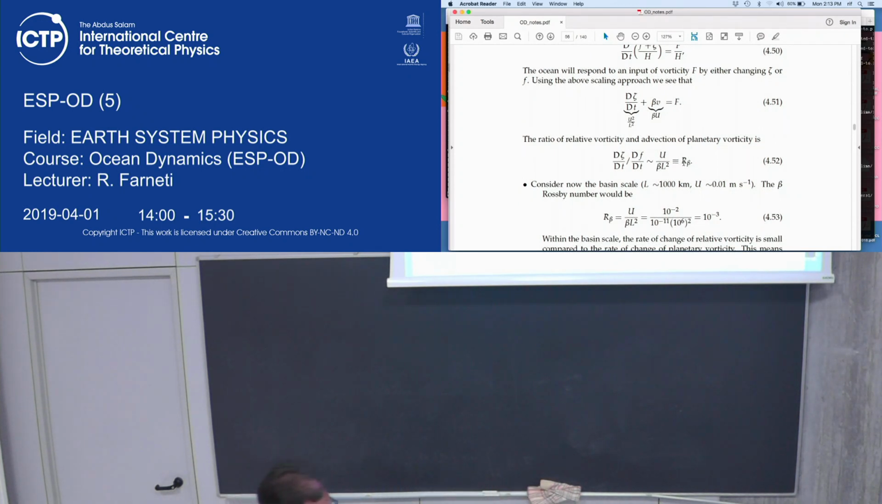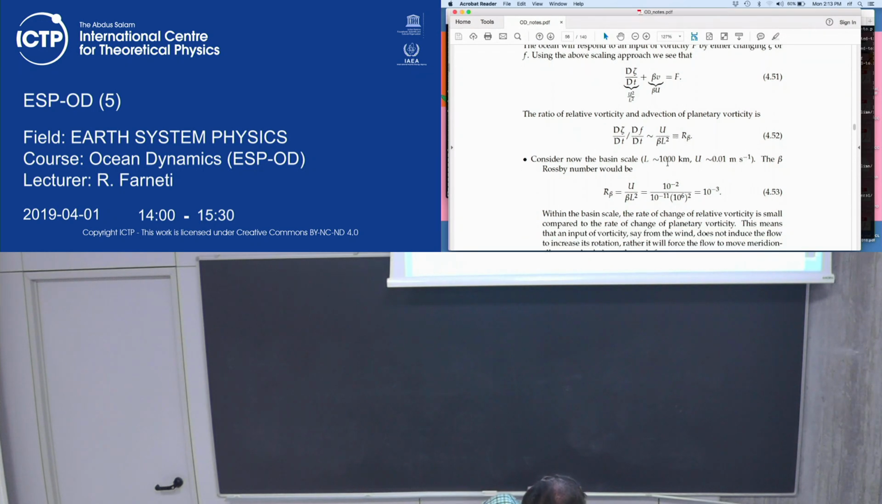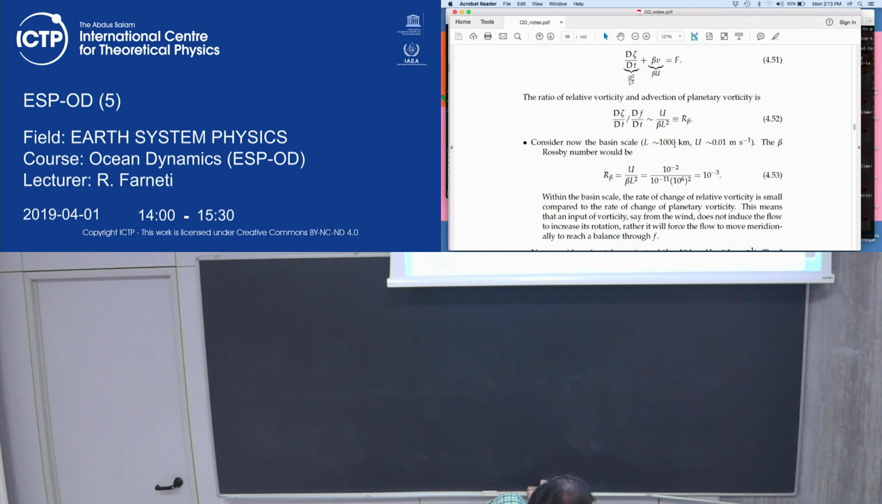Okay. So now you've got another dimensionless number, the beta Rossby number, and we've seen that for the large scale interior flow, where the velocity is very small and the horizontal scale of the geostrophic flow is very large, that beta Rossby number is very, very small. So you can neglect changes in relative vorticity. So that means that for the interior flow, where the horizontal scale is very large and velocity is very small, what will balance the input of vorticity at the surface is going to be changes in planetary vorticity, not changes in relative vorticity.